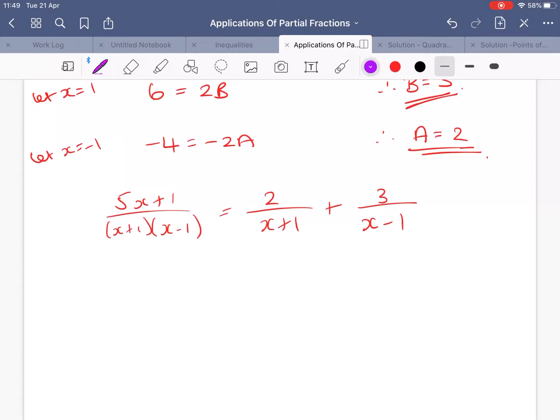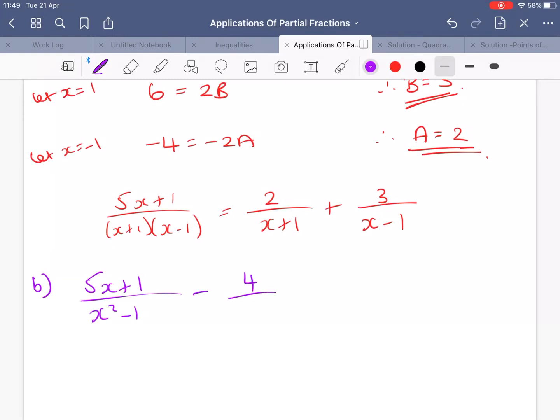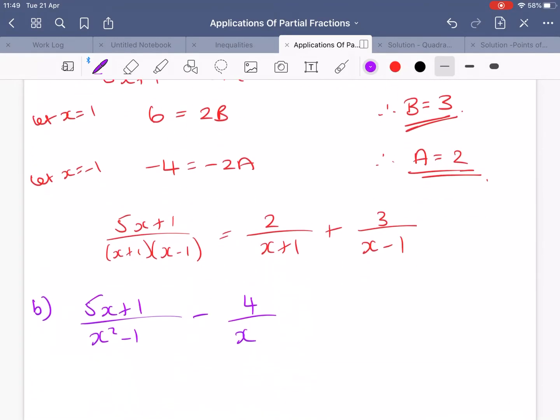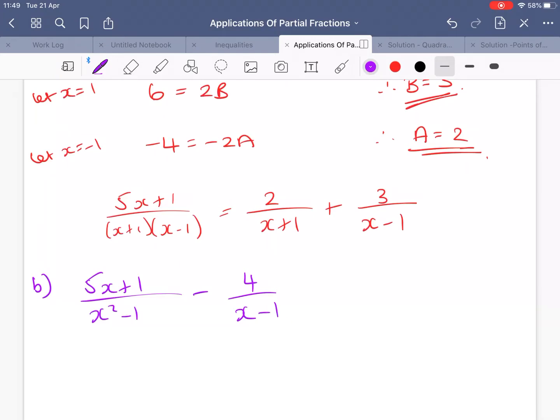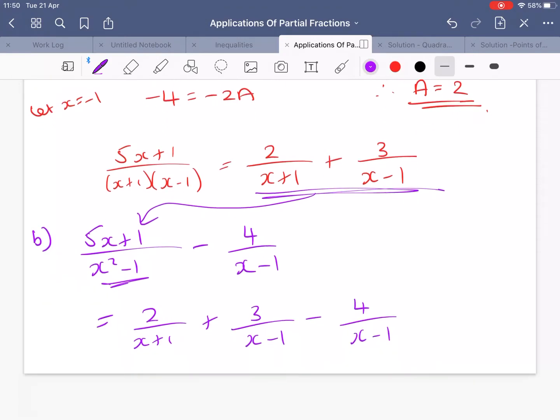And then part B says, hence or otherwise, express that as the sum of partial fractions. So part B, I'll change colour. I need to express 5x plus 1 over x squared minus 1, minus 4 over x minus 1, as a sum of partial fractions. Well, this is where I'm going to use this and substitute it for my 5x plus 1 over x squared minus 1. So then this becomes 2 over x plus 1 plus 3 over x minus 1 for the substitution of this, take away 4 over x minus 1.